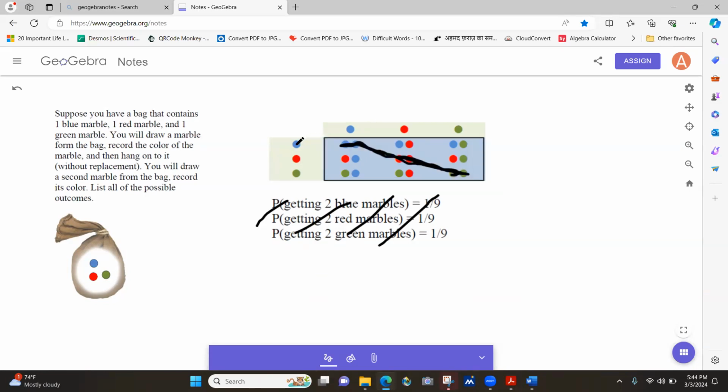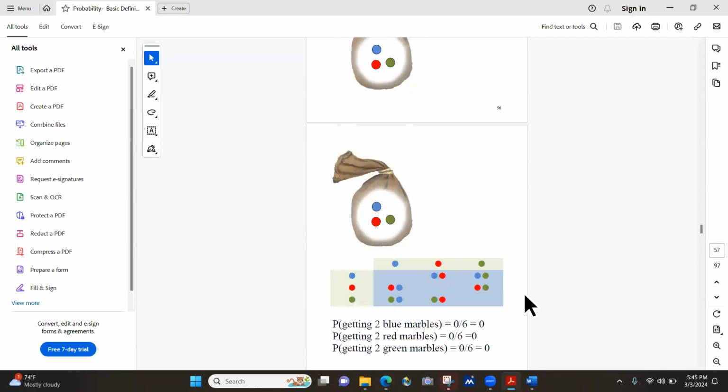Since when you got blue you never put blue back, blue will never pair up with itself. You'll get a blue red or a blue green. Since it's a without replacement scenario, you never put the red one back. Red will be paired up with blue, red will be paired up with green. Same thing, you didn't put the green one back. Green will be paired up with blue, green will be paired up with red.